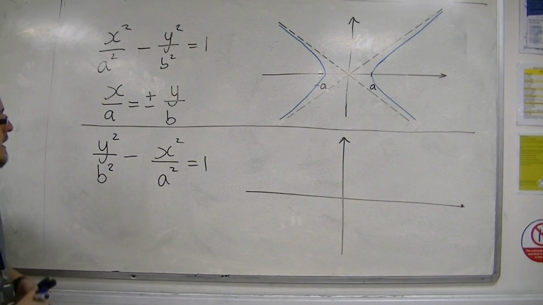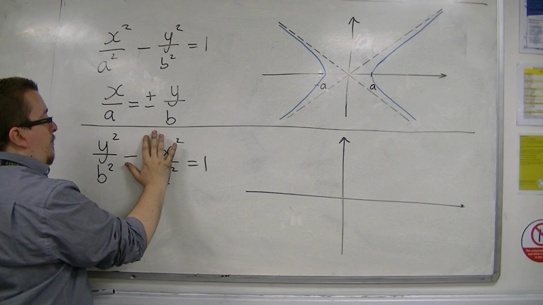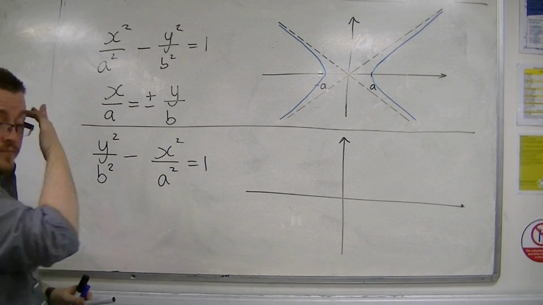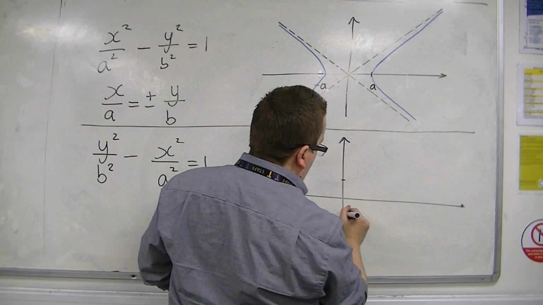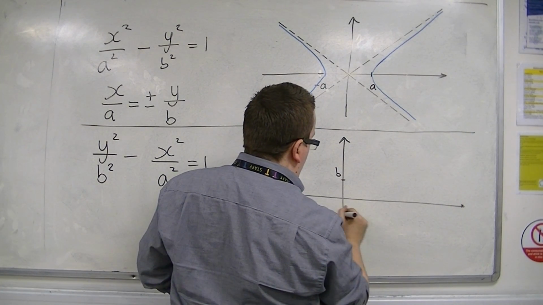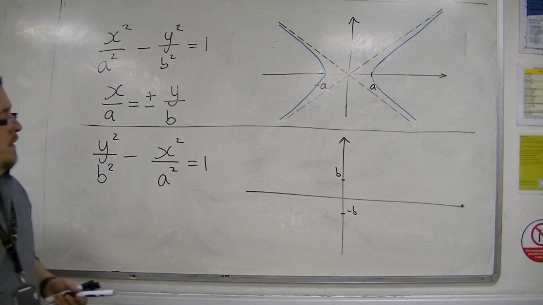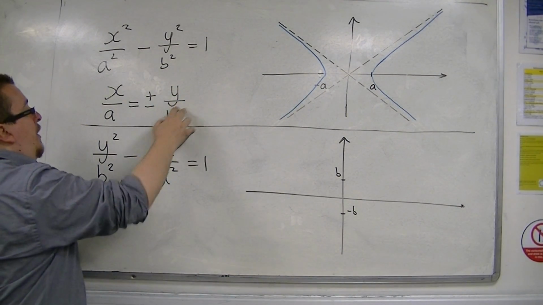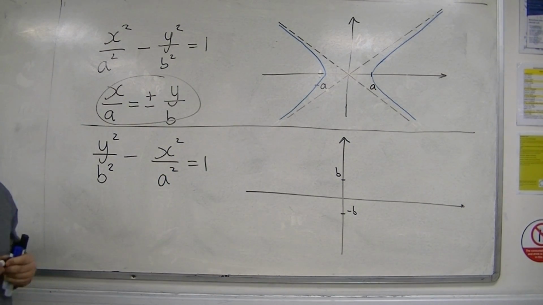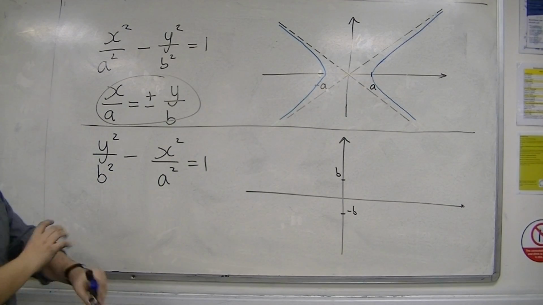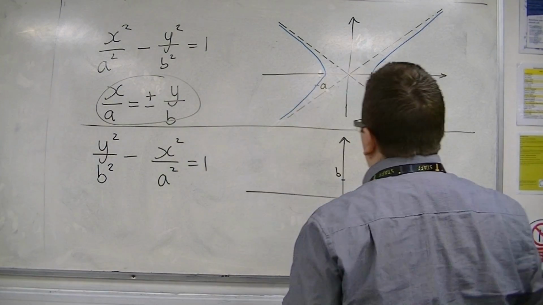So what we find here is that when x is 0, we have y is plus or minus b. So when x is 0, we have plus or minus b. So b and minus b. Now the equations of the asymptotes are still given by this equation. Okay? Still given by x over a is equal to plus or minus y over b. So we can draw in the asymptotes this time.